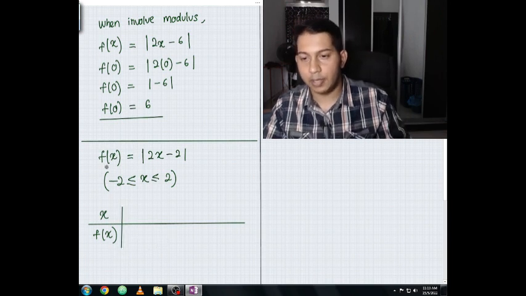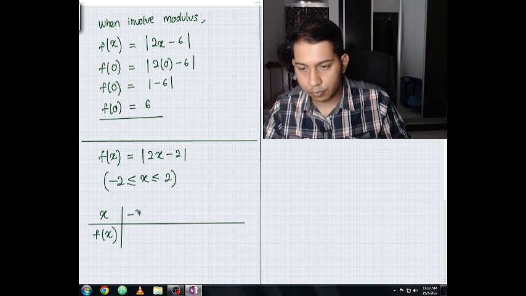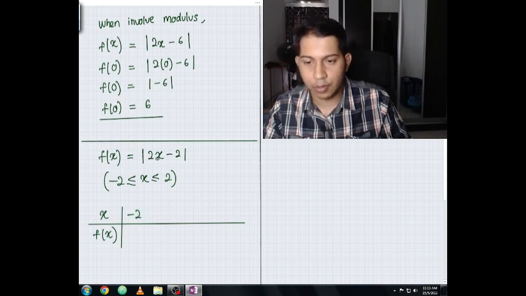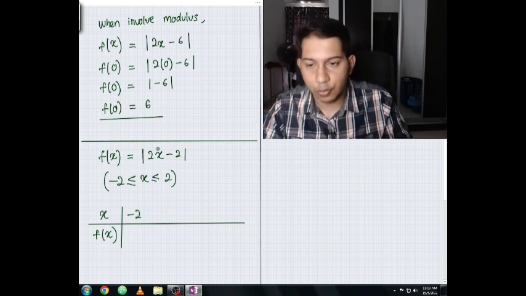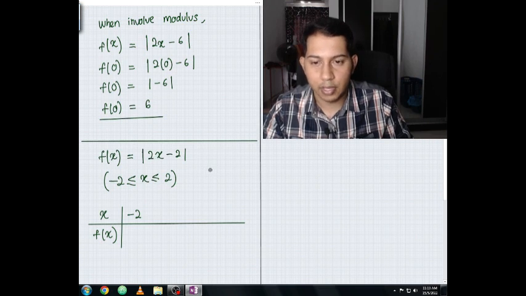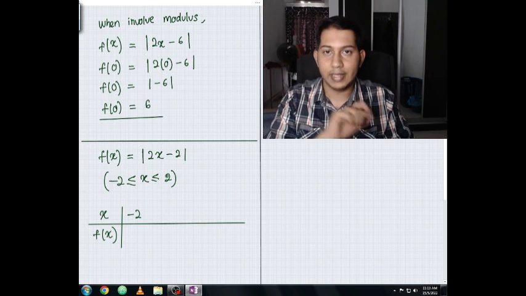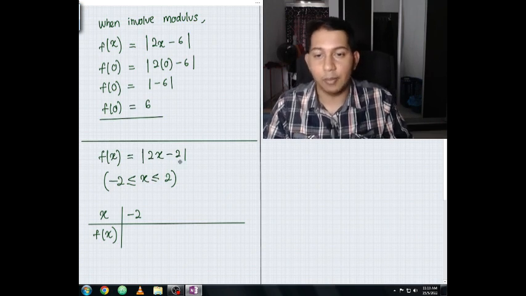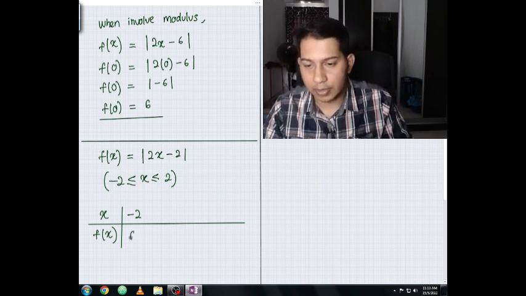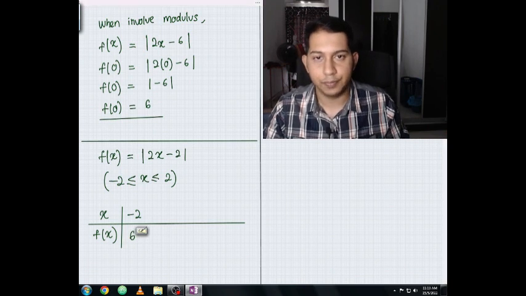Let us start with negative 2. You substitute this negative 2 over here. So 2 times negative 2 you get negative 4. Negative 4 minus 2 you get negative 6, but since it is a modulus, it will be positive 6. Guys, so far so good.